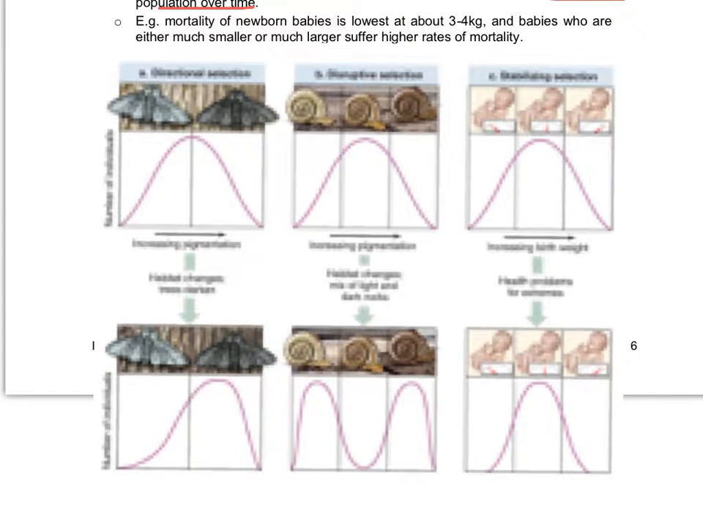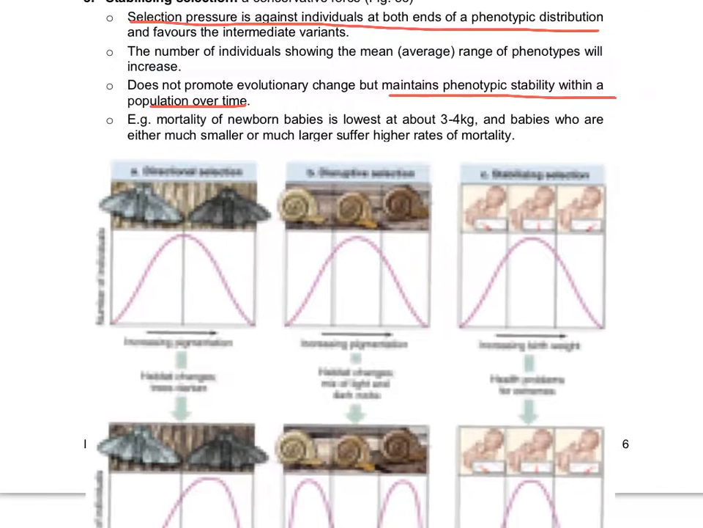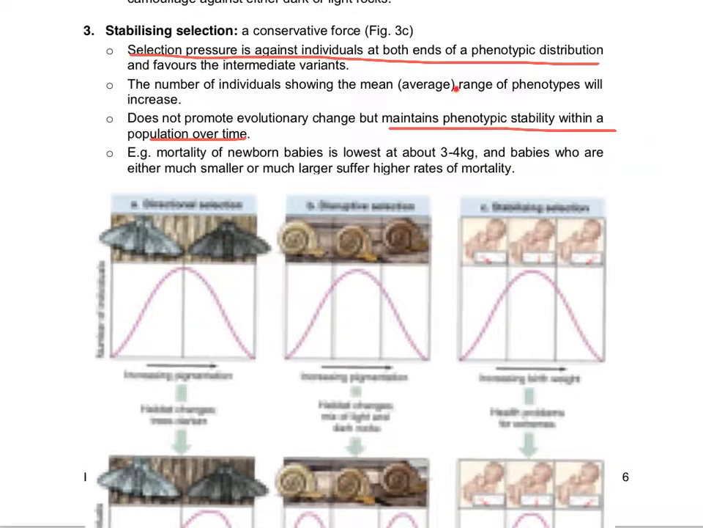So it's stabilizing. The middle is favored. For this one, it actually maintains phenotypic stability in the population over time, and usually does not promote evolutionary change, because it just remains there. It will still be a bell-shaped curve.